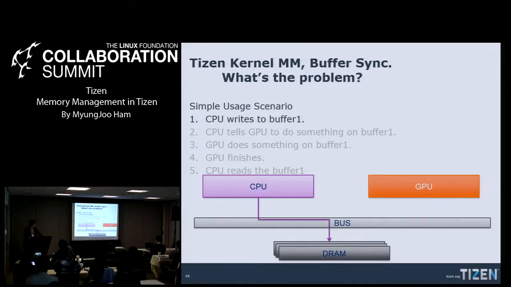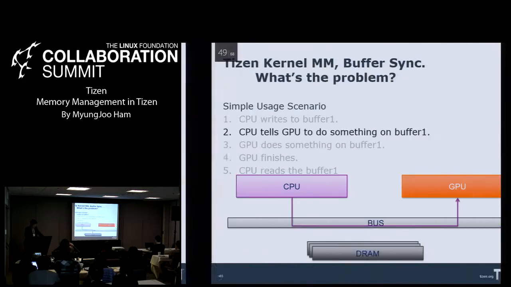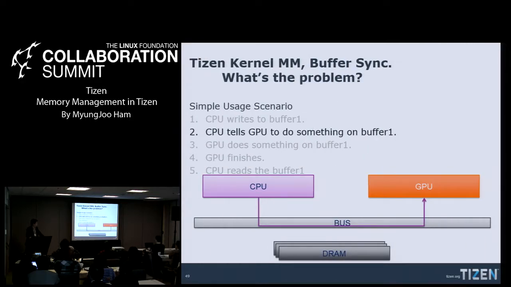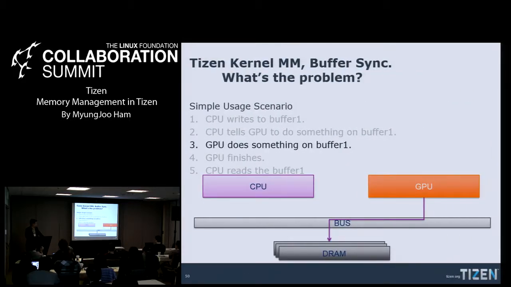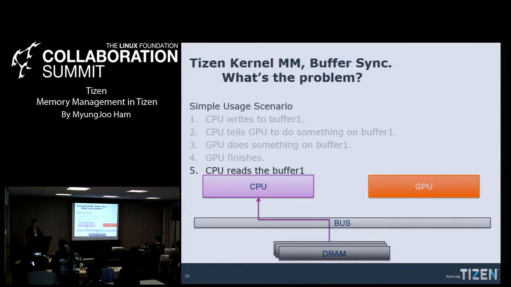In this example, the process writes to buffer 1. Here, the CPU means a user process or any arbitrary process on the CPU. And then the CPU tells the GPU to do something on buffer 1. Like if you have written some images in the memory and request some transformations or other operations from the GPU, the GPU does something on that buffer, and when the GPU finishes, we are supposed to read buffer 1 on the CPU. However, without any synchronization method, the CPU may try to read buffer 1 while the GPU is still writing. And then we will get some fragmented or broken images on the display devices.